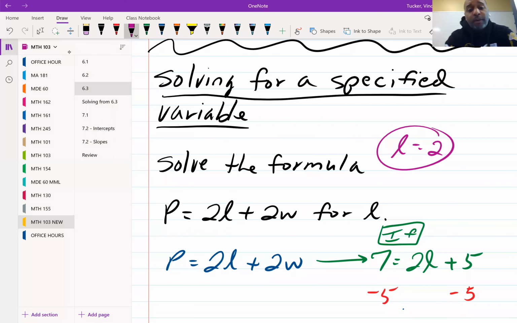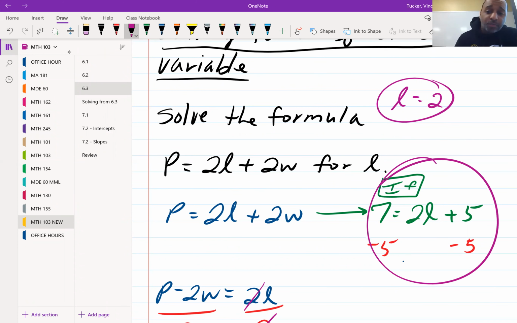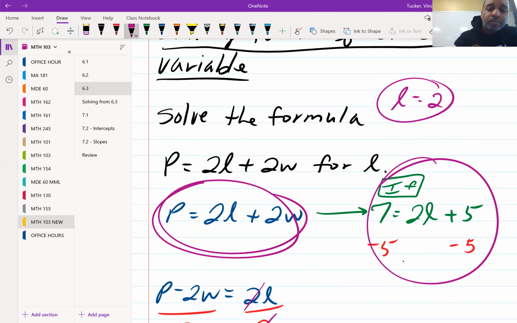So here we have three different variables, but what is key is that each one of these variables represents a number, so we treat them like we would numbers. Over here, I was just presenting the scenario: if I had 7 equal to 2L plus 5, how would I go about solving for L? The first thing I would do is subtract 5 from both sides.